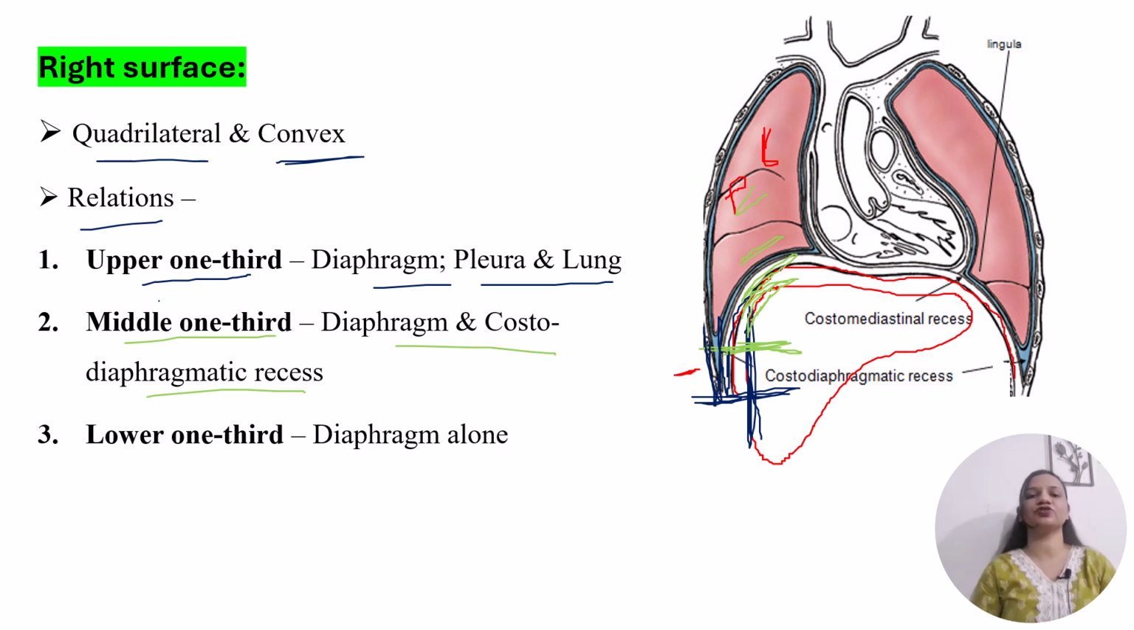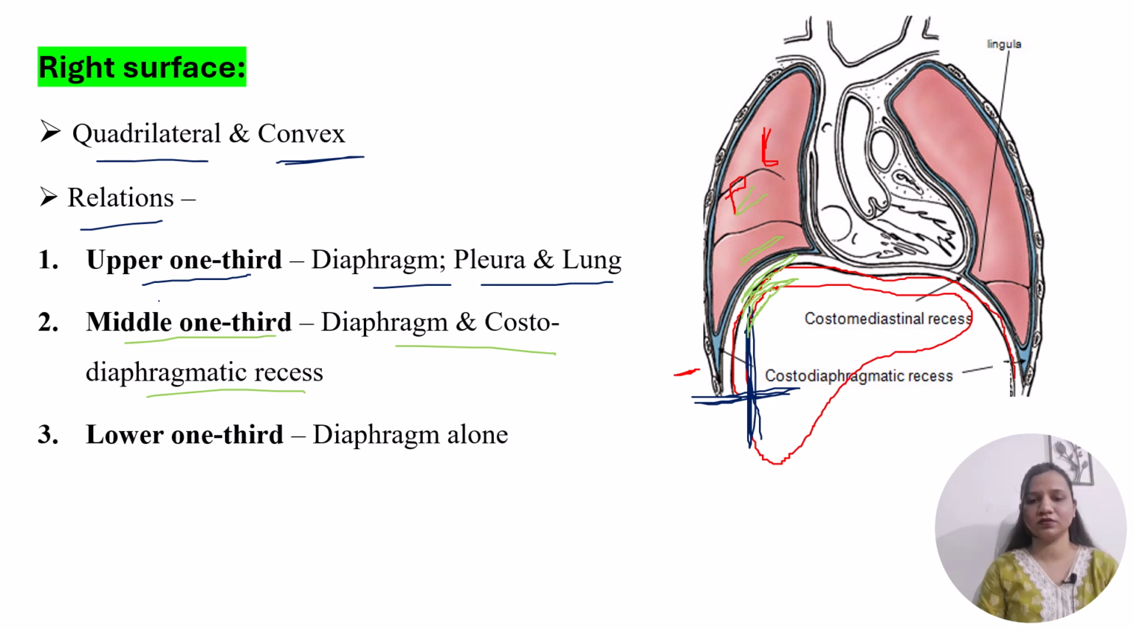The costodiaphragmatic recess is actually a potential space in the pleural cavity, which acts as a reserve space for lung expansion during deep inspiration. If there is deep inspiration, then this potential space in the pleural cavity reserves the space for the expansion of the lung. So this is the costodiaphragmatic recess. Let me erase it so you can appreciate it properly.